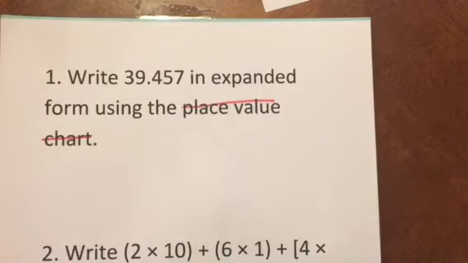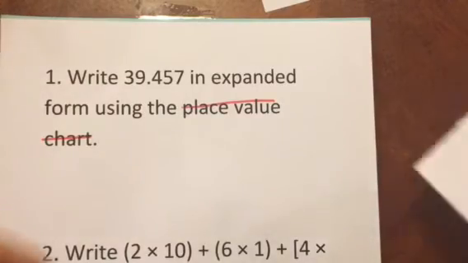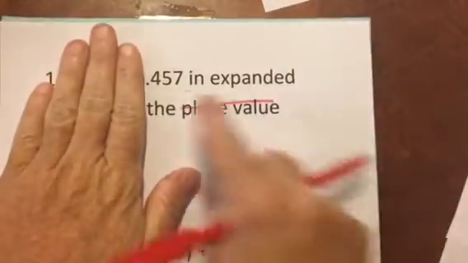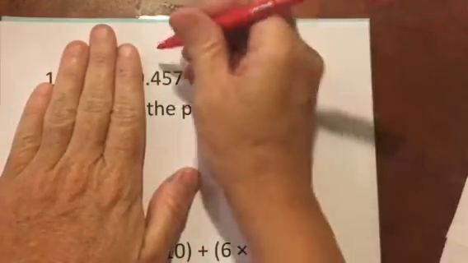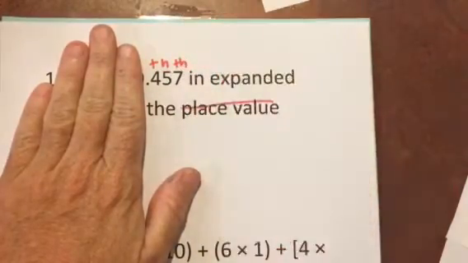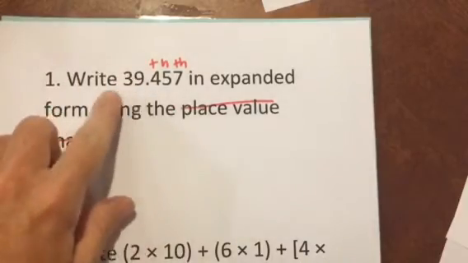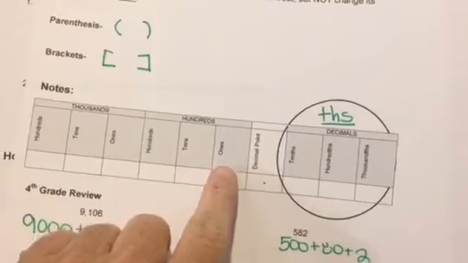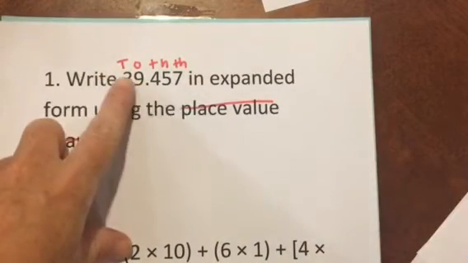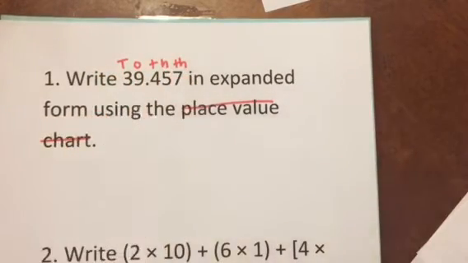Okay, so what am I going to do? Well, first I'm going to determine the place value of each digit, and I'm going to write the letters on top. That's right from my notes here. Well, we've been working mainly on these. So remember, this is my tenths, that's my hundredths, and that's my thousandths. Well, these are from 4th grade, but if you forgot, you can just refer to this and help you out. This one's the ones and the tens. I usually put those in capital letters, and I put these in lowercase.